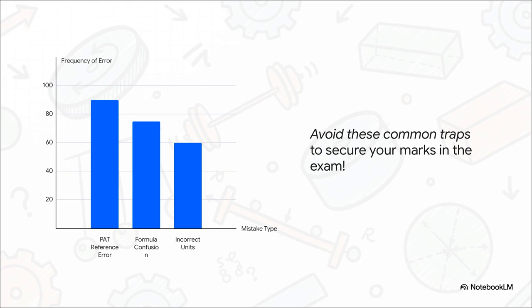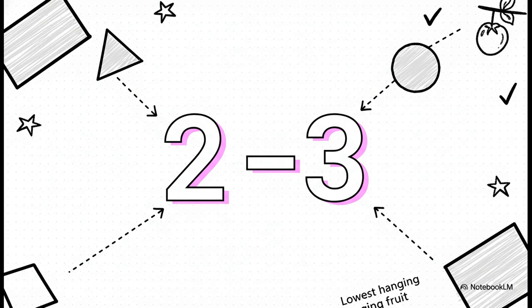Number 2, mixing up your triangle formulas, like bh cubed over 12 and bh cubed over 36. Write them down and memorize them correctly. And number 3, getting the units wrong. Moment of inertia is always length to the power of 4. I want to be crystal clear about this.